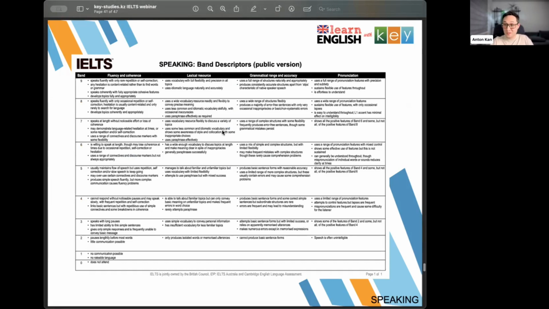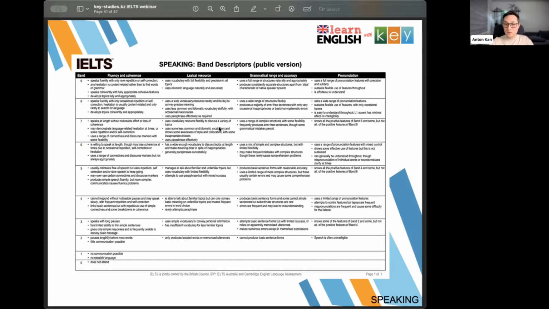Here you can see band descriptors to evaluate your speaking. Criteria included are fluency and coherence, lexical resource, which is basically vocabulary, grammatical range and accuracy, how many structures you know and can use and how correctly you can use them, and pronunciation, of course. As far as you stay understandable to the examiner in terms of pronunciation, you're fine.